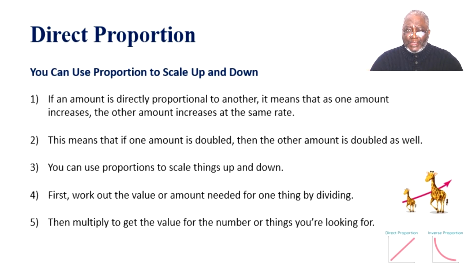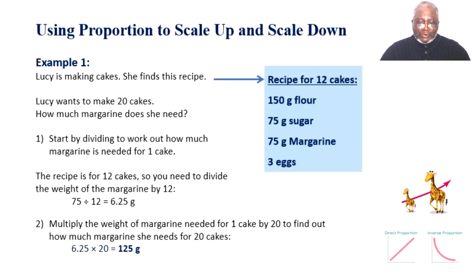I'm sure this will remind you of a topic we just did, which is ratio. With ratio, you have to find the total, you have to find the value of 1, and then you can work out the proportions. So you see how maths topics are related. Let's continue by looking at the example. Example 1 of using proportion to scale up and down.